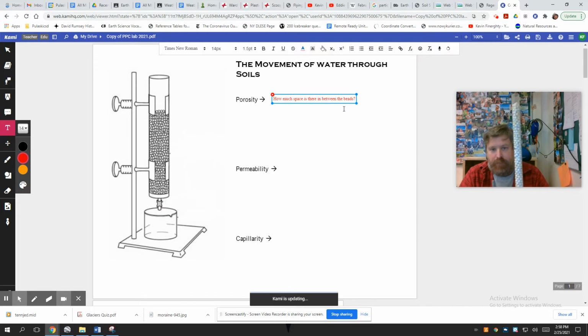For you guys who are so patient, I appreciate it, working through all these YouTube things. I know that it's tough. But think about it for a minute. Could you figure out a way, hint, hint, water is involved, to figure out how much empty space there is in between those beads?